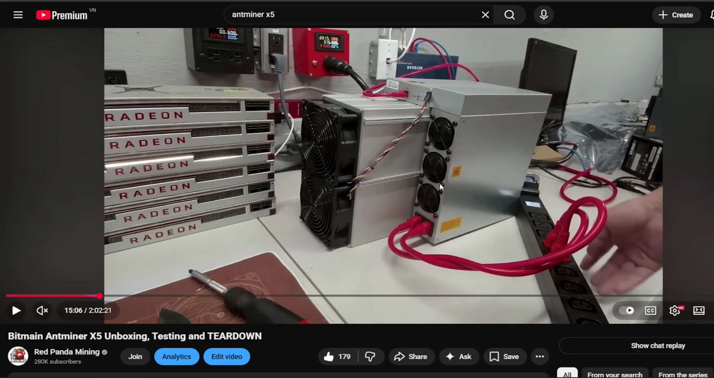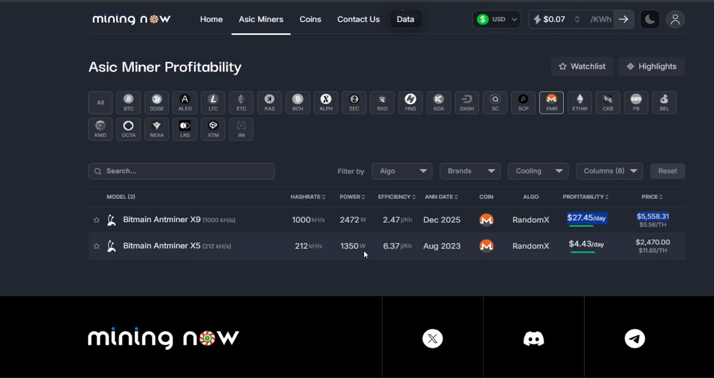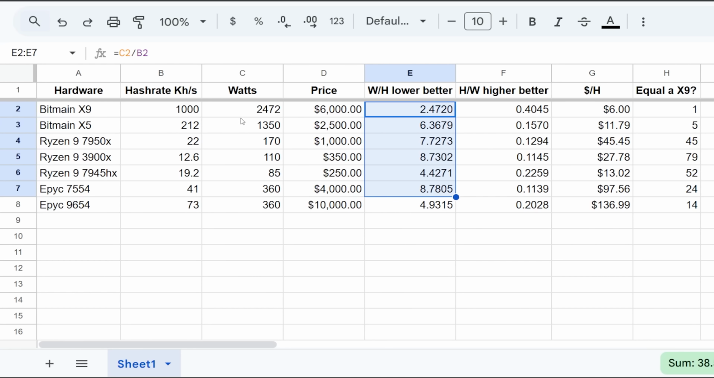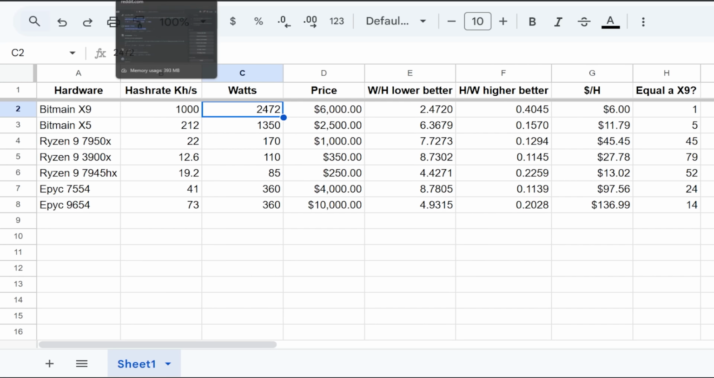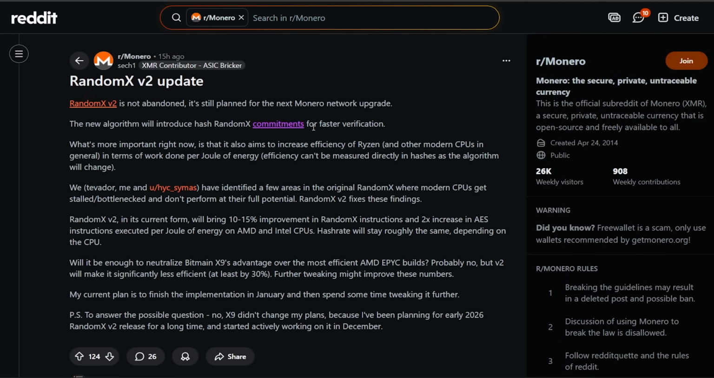Probably not. My X5 had the 2 C13s to C14 power plugs. I'm guessing that's what it's going to be, because the X5 at the time was only, how much power did that thing take? About 1350 watts, right? 1350 watts, and 212 kilohash at 1350 watts. So this new one, the X9, apparently does 2400, 2500 watts, which could possibly change because of the RandomX V2. All right, well, I guess we'll see once that comes out.